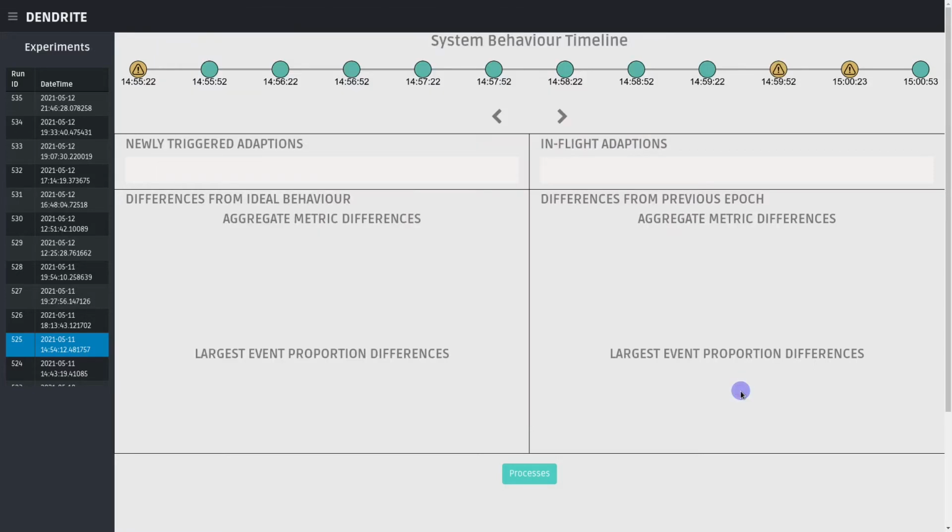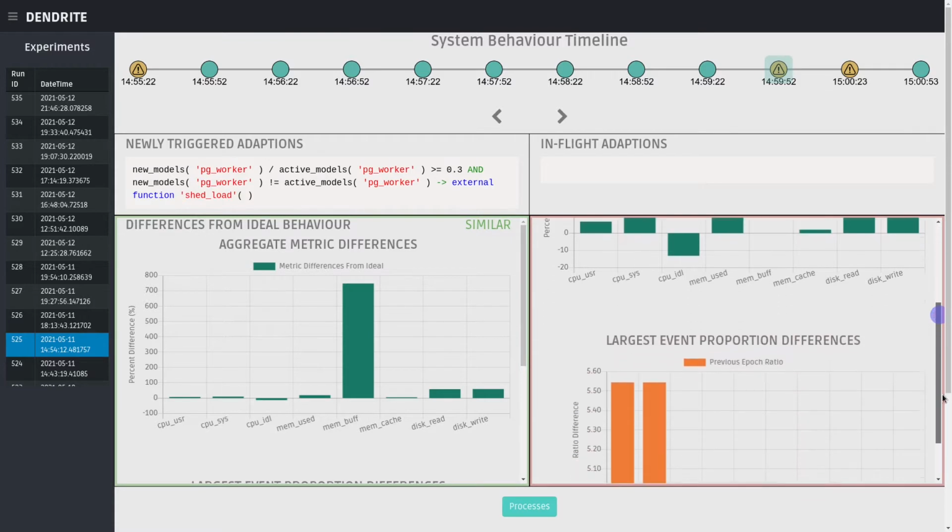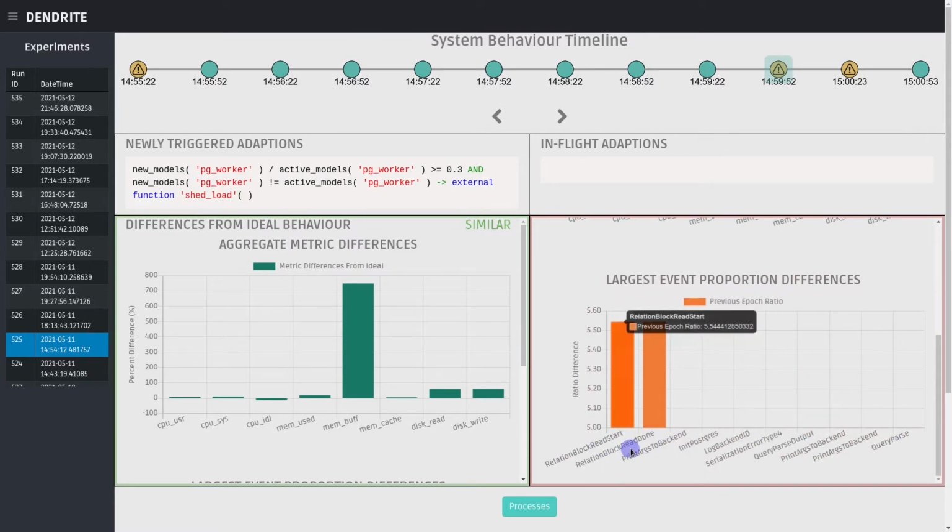Now, let's investigate what happened in the first interval exhibiting a behavior difference. The top left panel shows the reaction rules that have been fired in response to the differences in this interval. The rule we discussed before appears here. The lower right panel shows how behavior differs in the current interval compared to the previous interval. We see a large increase in aggregate disk activity per operating system counters. Similarly, the largest difference in terms of event proportion are relation block reads, or page reads from disk.